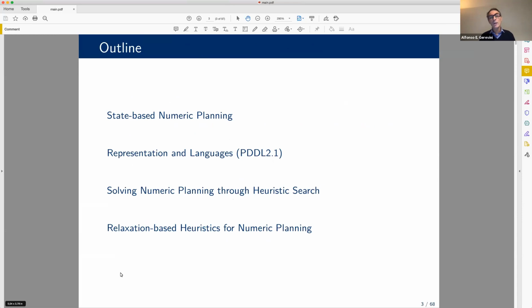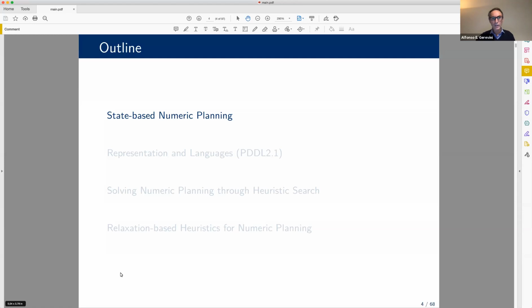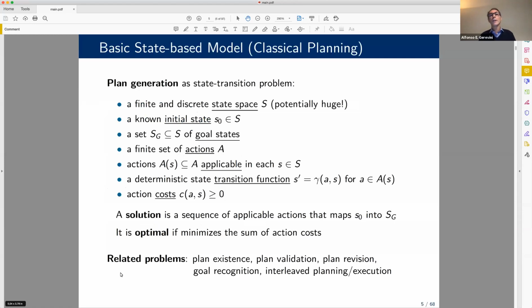And then we will describe techniques for solving numeric planning, focusing on the approach based on heuristic search. We will mention also other approaches, but we will focus on heuristic search. And in this context, we will present several heuristics based on the so-called relaxation method. Okay, so let's start from the beginning.